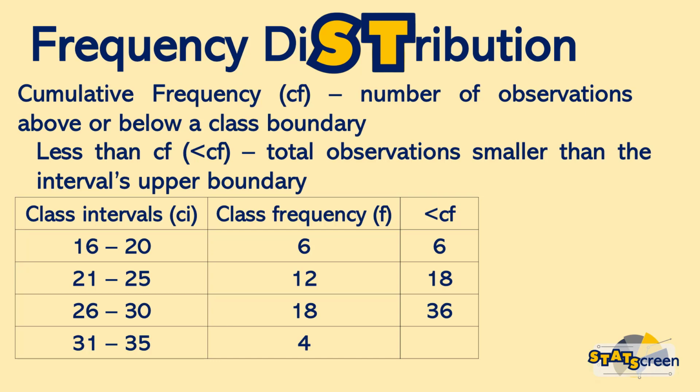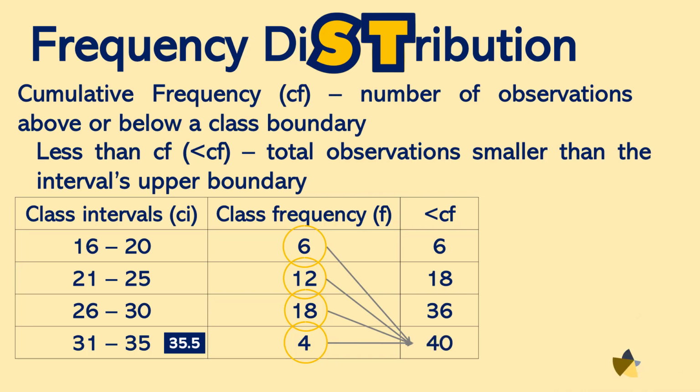And finally, for our last class interval, 35.5 being its correct upper class boundary, the less than cumulative frequency of our last class interval is 4 plus the previous answer involving 18, 12, and 6, which equals 40.